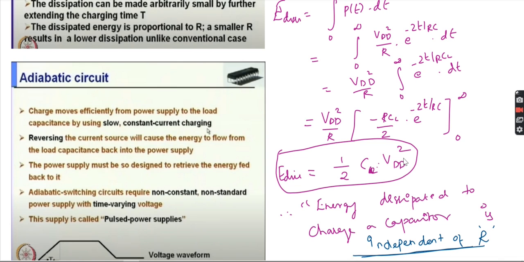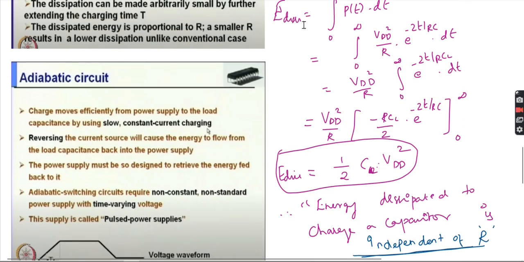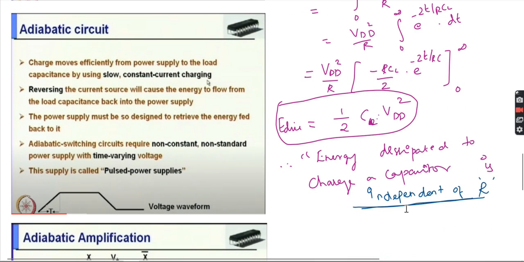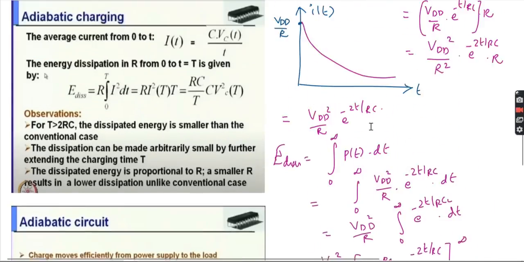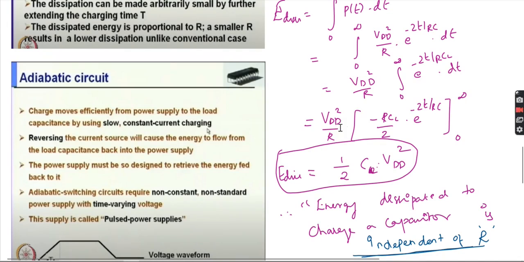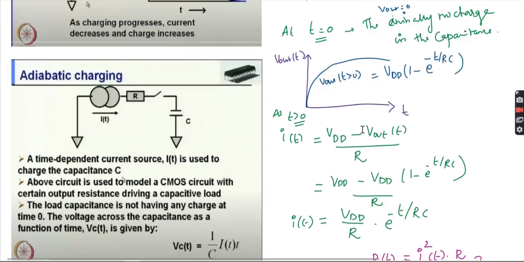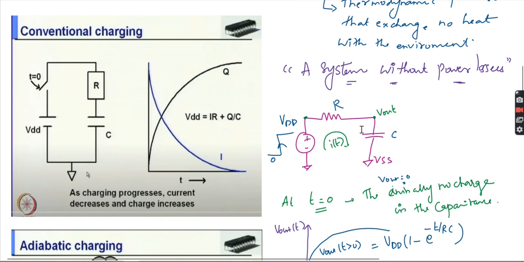See, in your circuit I have a resistor R, but even though I use that resistance R, it does not affect the energy dissipation. The energy dissipation to charge a capacitor is not dependent on resistor R. That is a very important thing in your circuit action, and that is why we show these diagrams here.